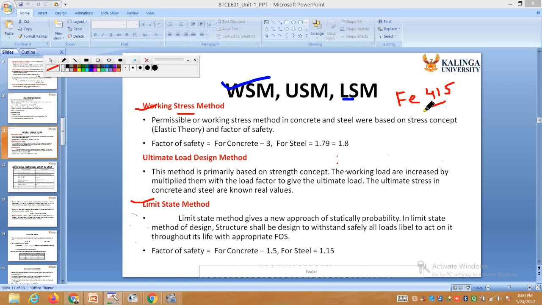So for high yield strength deformed bars, we shall discuss in our further classes that the stress sigma st value of Fe415, in the IS code it is mentioned. In the working stress method, 230 Newton per mm square is recommended.